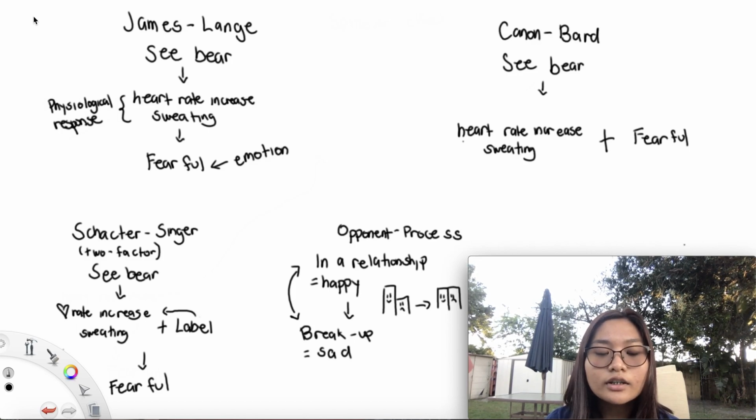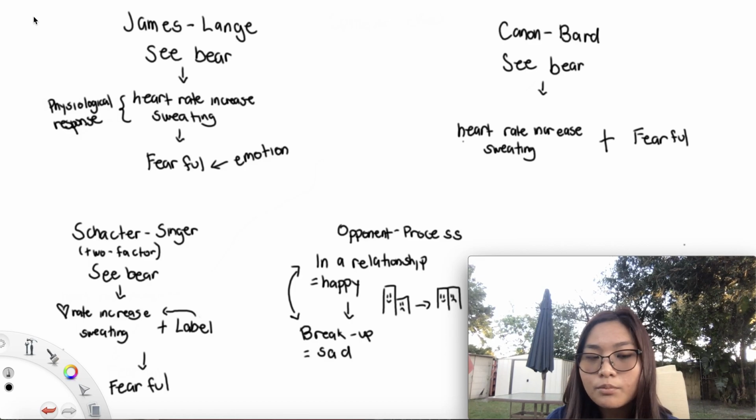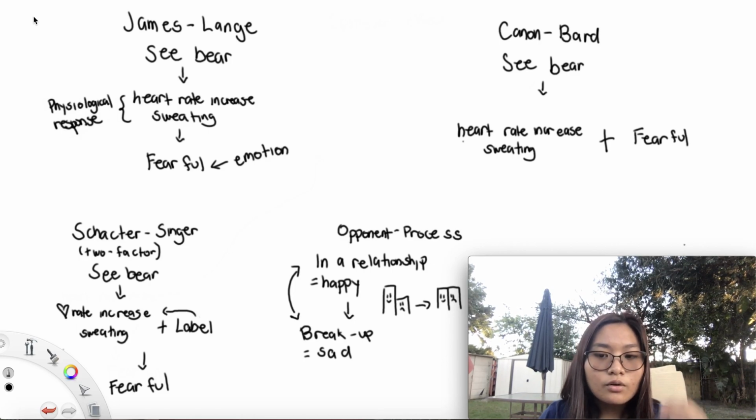In the Schachter-Singer or two-factor theory, it is when both the biological and the cognitive factors play together. So when you see a bear, your heart rate may increase and you may start sweating, and you cognitively label that as being fearful. So when you label it, that's when you feel the emotion.